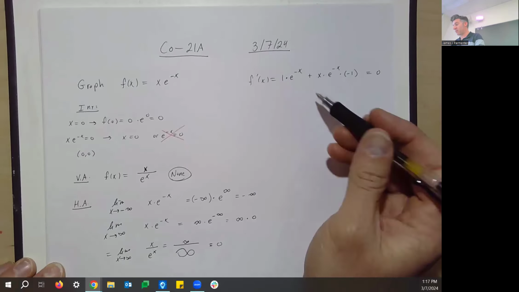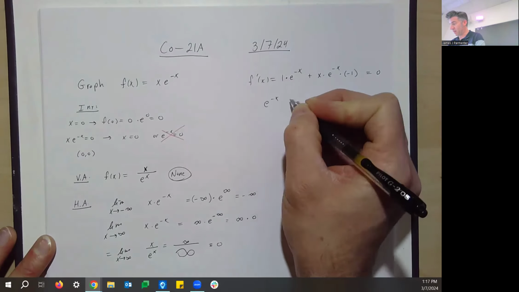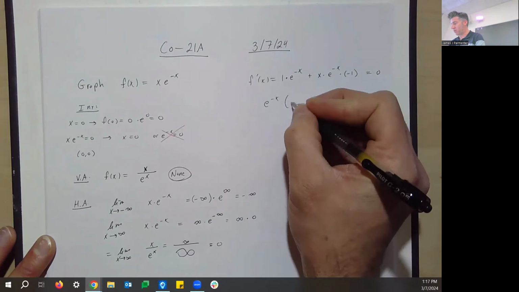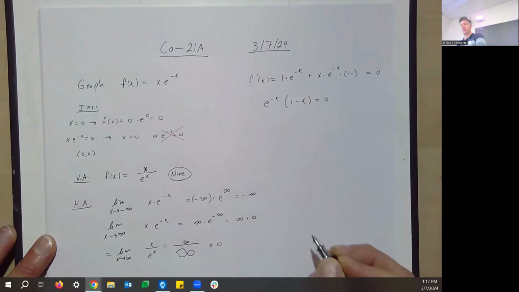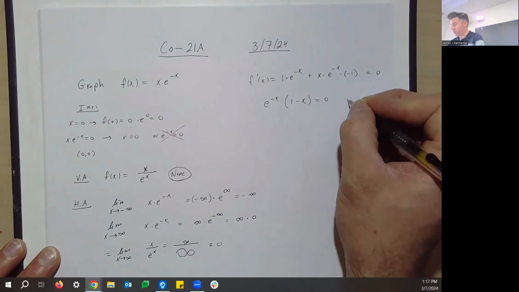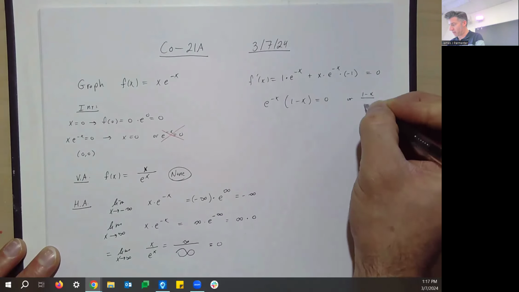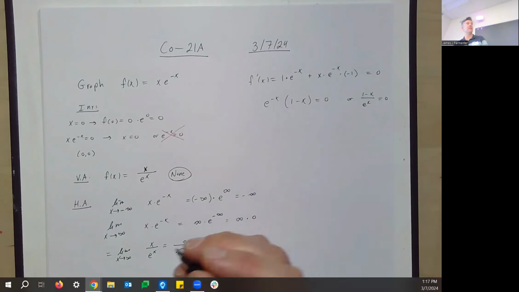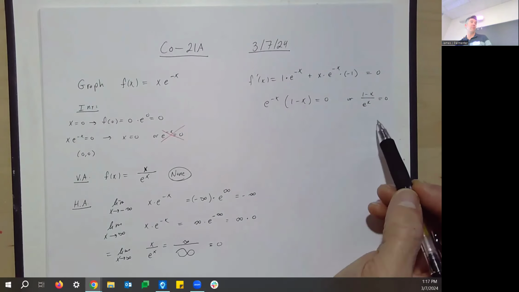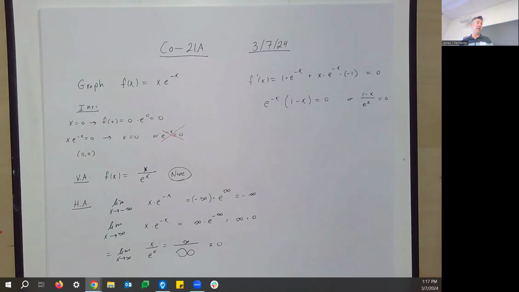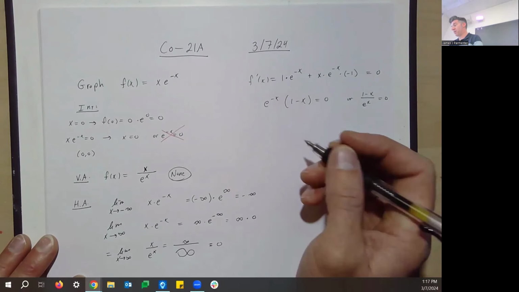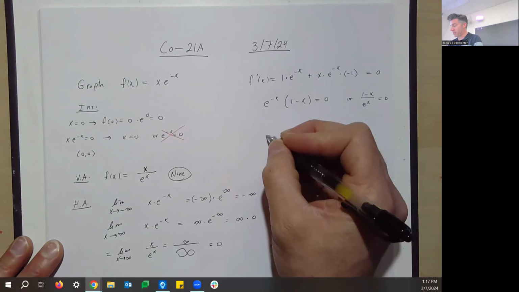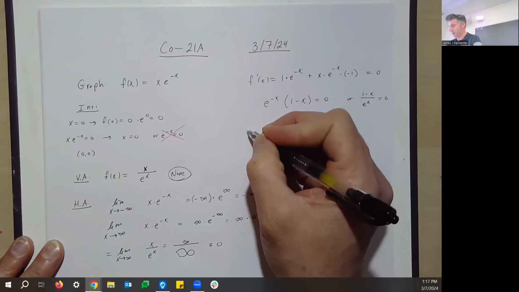So here, I'm going to factor out an e to the negative x. I'm left with a 1 plus x times negative 1, or a 1 minus x. And you can either leave it like that, or if you prefer, you could write it as 1 minus x over e to the x equal to 0. Technically, I should have said 0 or undefined, but we can look at this and see that it's never undefined. Because again, dividing by e to the x, that denominator will never be 0. So there's never any x value that makes it undefined. Here, the x value that does make this equal to 0 is just x equal to 1. That's my critical value.